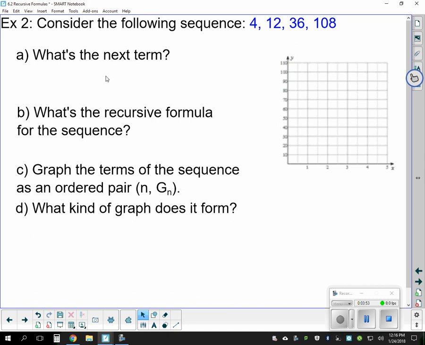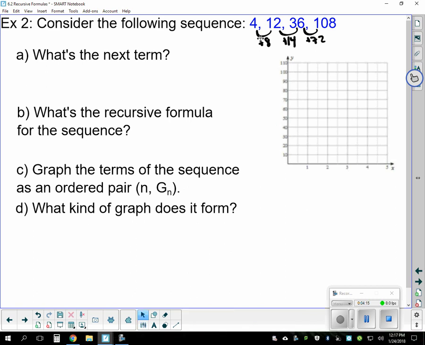Okay, example 2, consider this sequence, 4, 12, 36, 108. What is the next term? So what are we doing here? From 4 to 12, well, that's adding 8. From 12 to 36, we're adding 24. From 36 to 108, we're adding 72. I don't see a pattern in that.